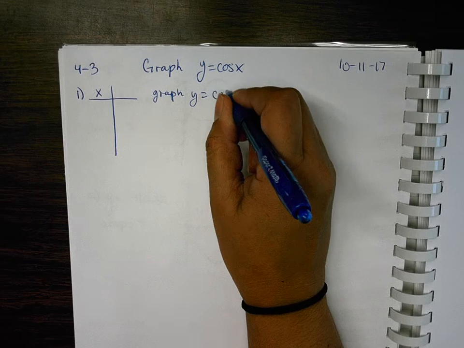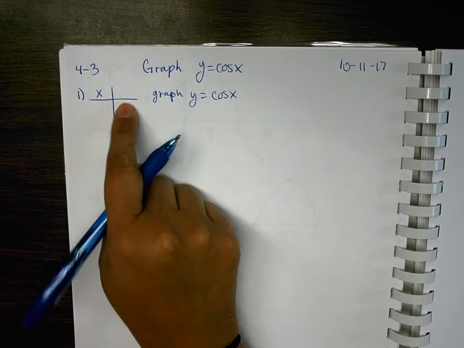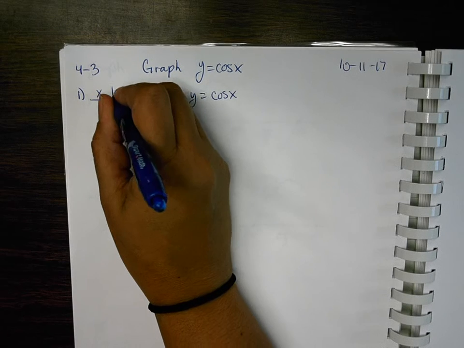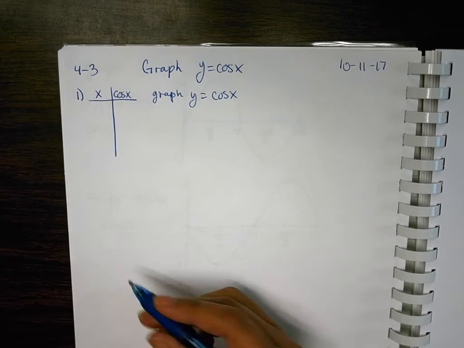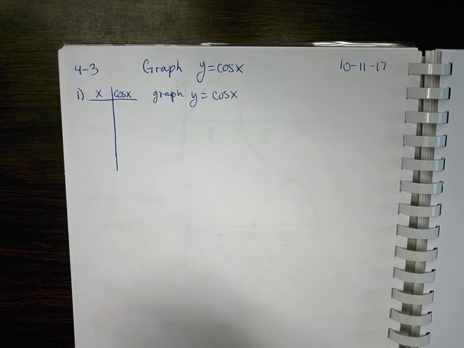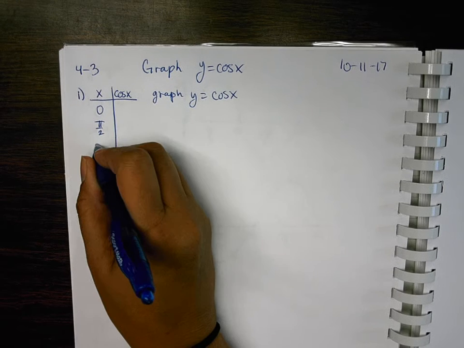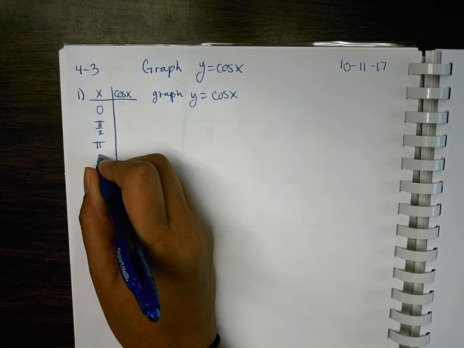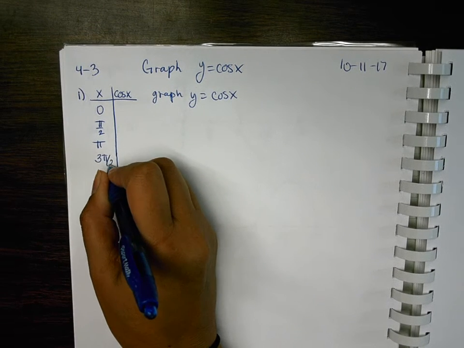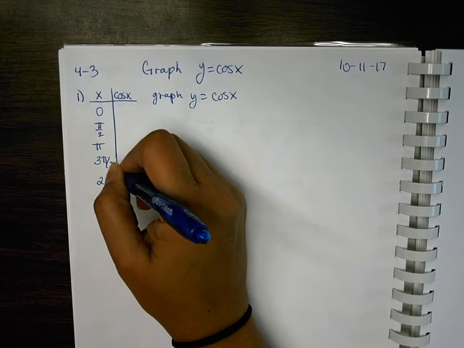Y equals cosine x. So x, and instead of y, what would I put here in the y spot? Cosine x. And I'm going to use the same key points that I did yesterday. Do you guys remember what they were going around the unit circle? 0, pi over 2, pi, 3 pi over 2, and 2 pi.